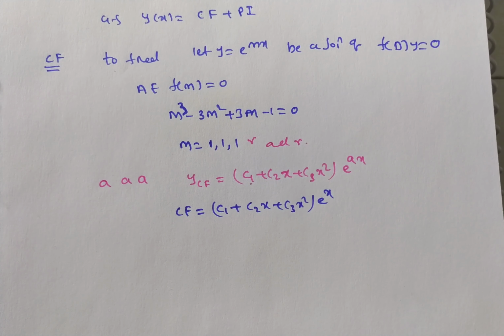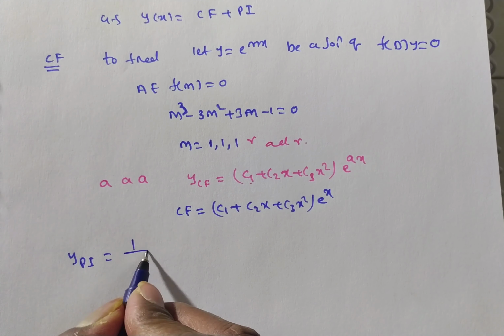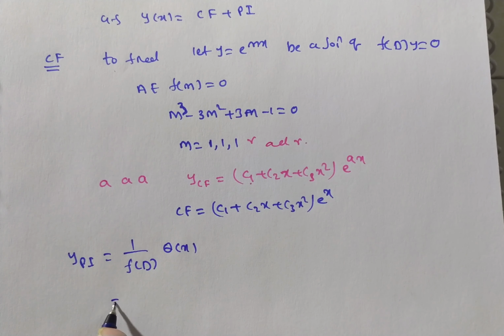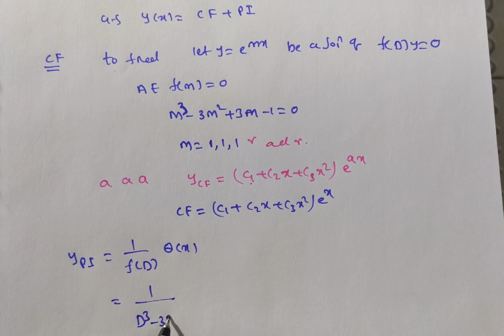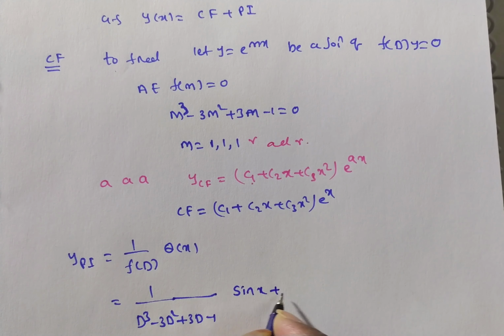Now we have to find the particular integral. To find the particular integral for f of D into y is equal to Q of x, we have 1 by f of D into Q of x. This is equal to 1 by (D cube minus 3D square plus 3D minus 1) into Q of x. Q of x here is the sum of two terms, that is sin x plus x cube.